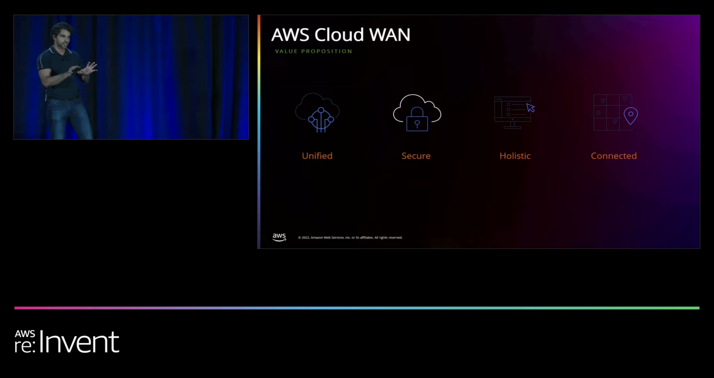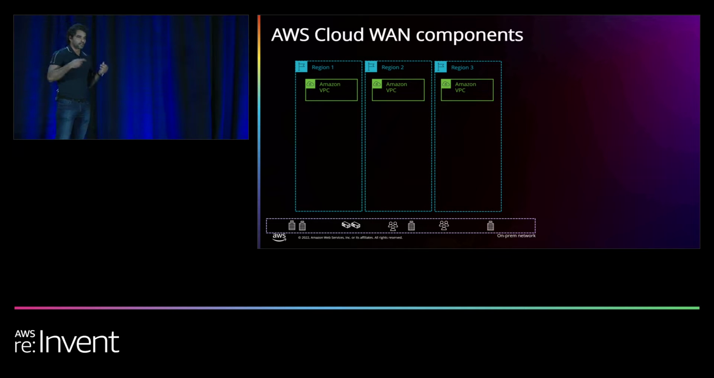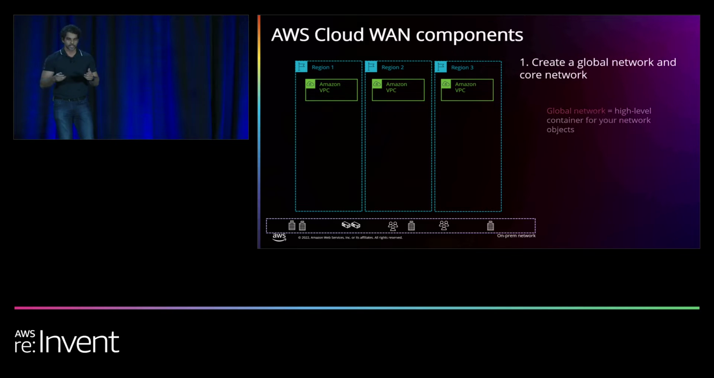You don't have to go to regional consoles anymore. You get a global configuration pane where you write network policies which define your intent, and these network policies take care of the provisioning of the network infrastructure as well as any changes to it. So let's see what Cloud WAN's different components are and how you go about creating your own WAN network using Cloud WAN. The first thing you create is a global network and a core network.